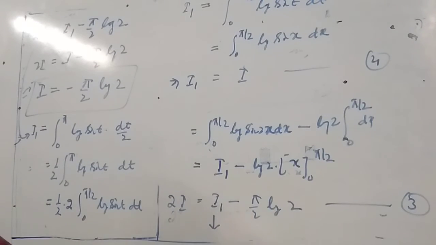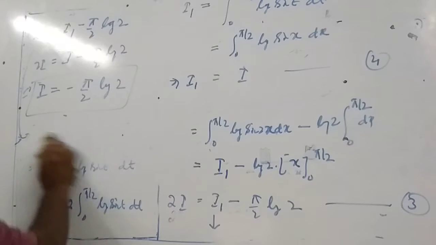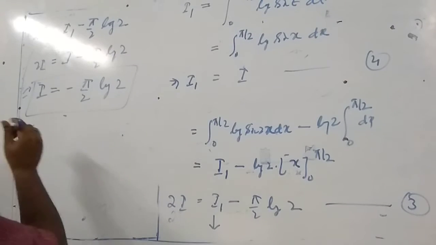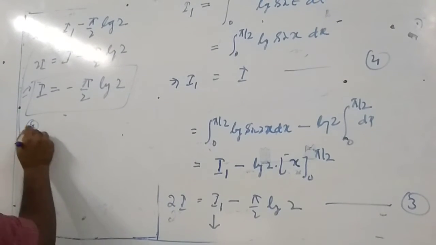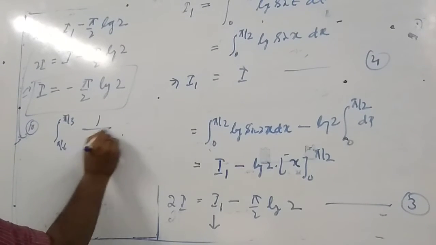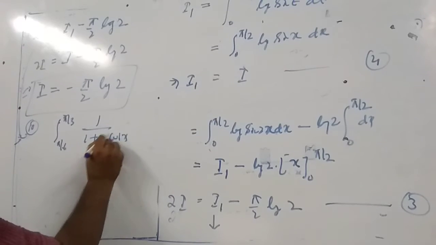One more question I will tell you. It is also an interesting question. Question number 10 of miscellaneous: the integral from pi by 6 to pi by 3 of 1 upon 1 plus root cot x dx.